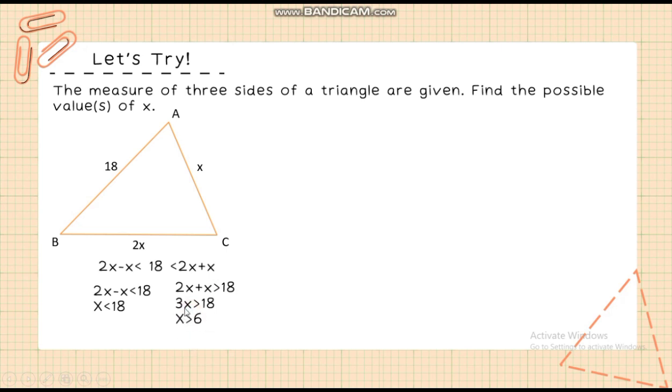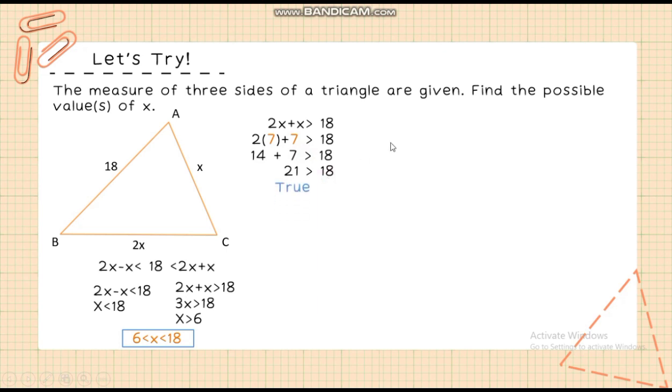Now we're just going to arrange this. So the value of x is greater than 6 but less than 18. Meaning the possible values of x are 7 to 17. Now let's check. Let us try to substitute 7 as the value of x. Now, the first pair is this side, 2x plus x is greater than 18. Substitute 7, so it's 14 plus 7. So 21 is greater than 18, which is true.